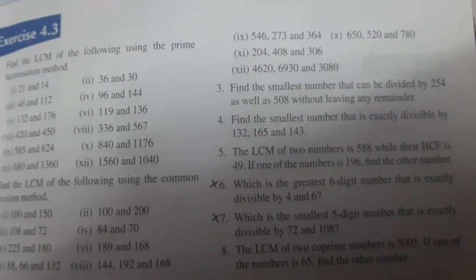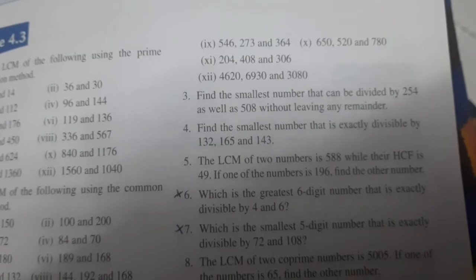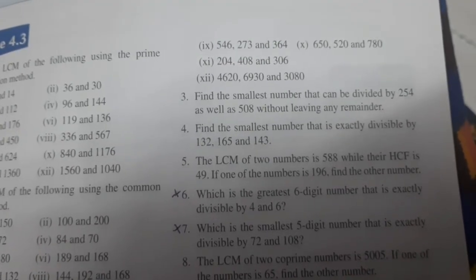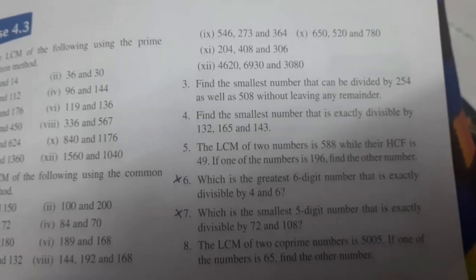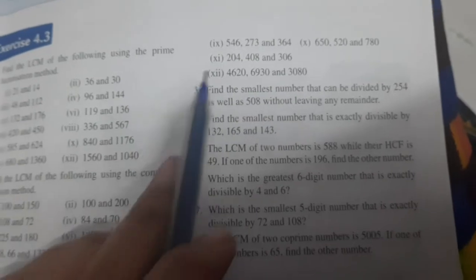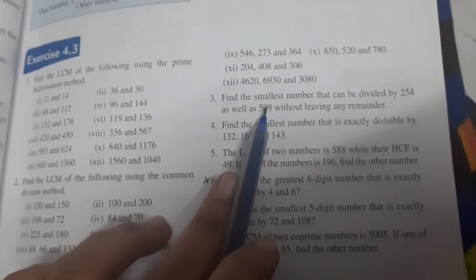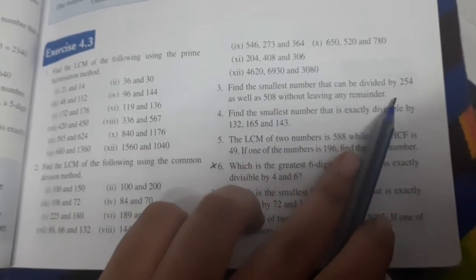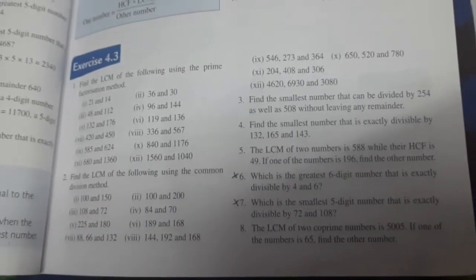Now in exercise 4.3 we have done questions 1 and 2. Today we are going to continue with word problems. Question number 3 is here. Find the smallest number that can be divided by 254 as well as 508 without leaving any remainder. Here you can see the word smallest came. Smallest means least, and least means LCM. So we have to find the LCM of 254 and 508. Let us solve that.